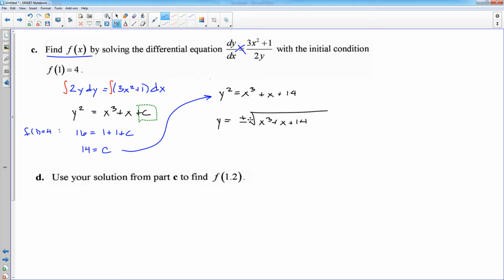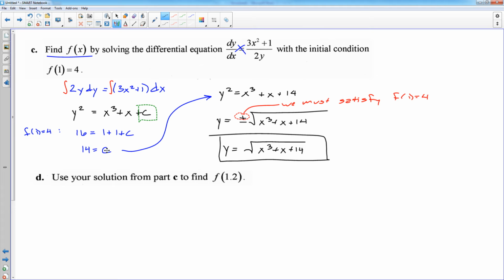And to determine which one we need to keep, you have to look at your initial condition, and we are supposed to satisfy the initial condition f of 1 equals 4. That is a positive number, so we will keep the positive square root because we must satisfy f of 1 equals 4. So my answer is the positive square root of x cubed plus x plus 14. And there's our answer to part C.